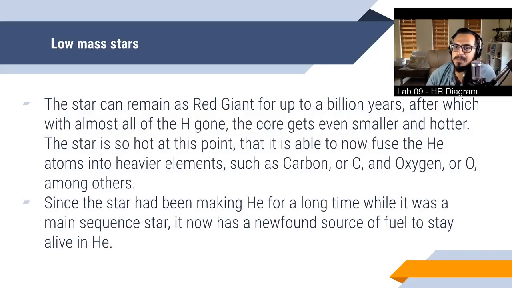The star can remain as a red giant for up to 1 billion years, after which, with almost all the hydrogen gone, the core gets even smaller and hotter. The star is so hot at this point that it is able to now fuse helium atoms into heavier elements, such as carbon and oxygen, amongst others. Since the star had been making helium for a long time while it was a main sequence star, it has a new-found source of fuel to stay alive in helium.